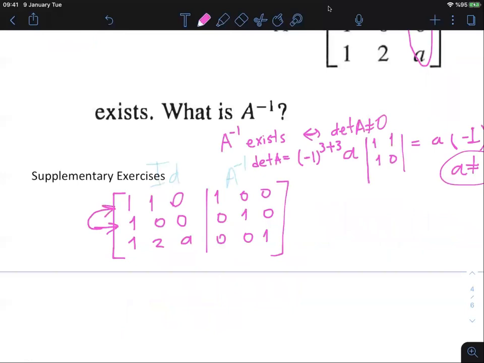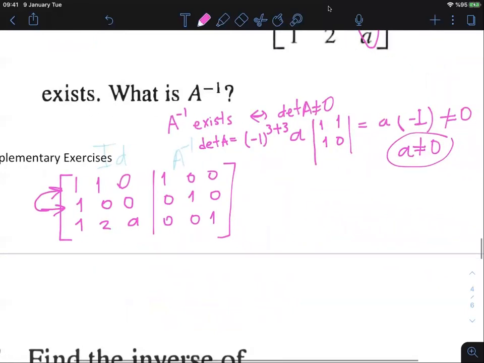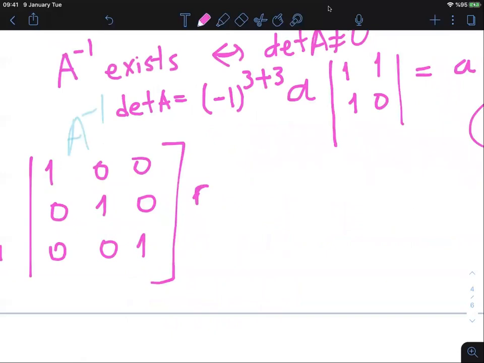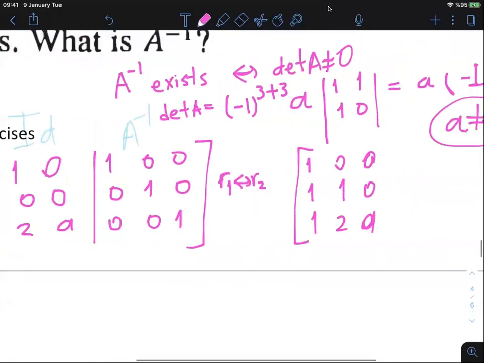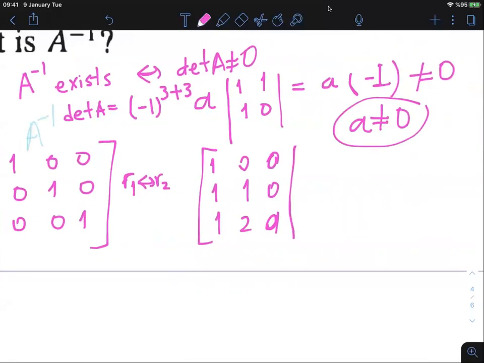If I swap these two rows, I get the first row of the identity. So if we row swap row 1 and row 2, what do we get? Let's look. We get 1, 0, 0, then 1, 1, 0, then 1, 2, 8, and I have to repeat the same thing on the right hand side. So if I swap row 1 and row 2, I will get 0, 1, 0, and 1, 0, 0, and 0, 0, 1.